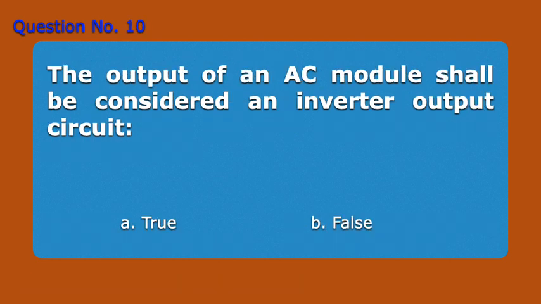Question number 10. The output of an AC module shall be considered an inverter output circuit. A. True. B. False. Answer: A. True.